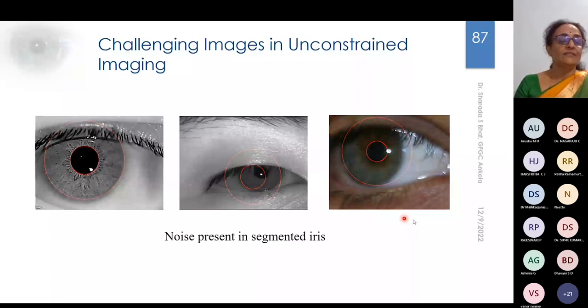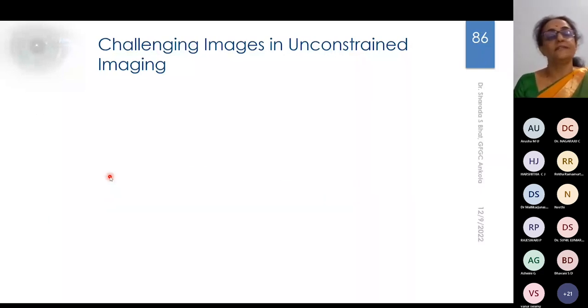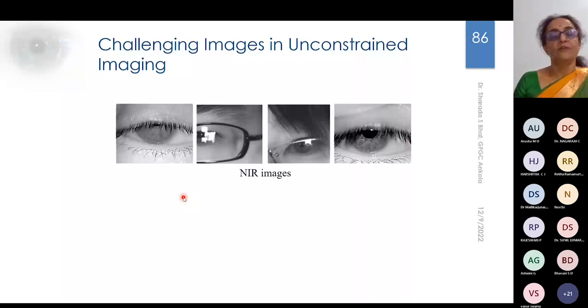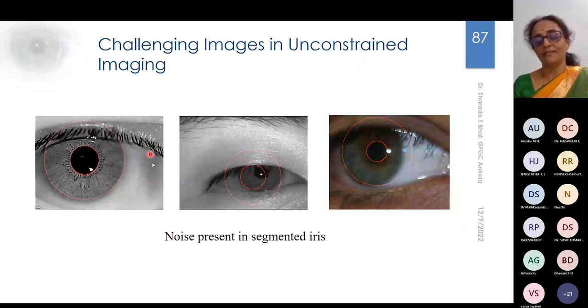When we have degraded images, or images in unconstrained imaging, that is when the person is not interested in being identified, in such cases you have taken the images, let us assume. Even with the NIR camera or with the visual wavelength camera, we have some parts of irises like this. If the gallery image is different, and this part is not there, then the value of the bit after the iris code calculation will be different from the one in the gallery.